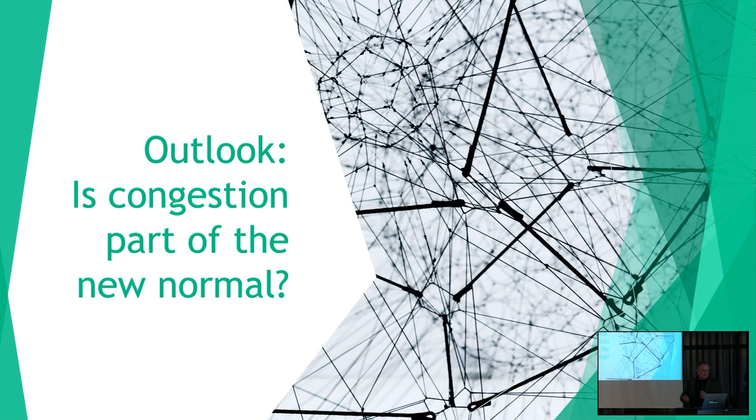Then, as an outlook, is congestion going to be part of the new normal? Most probably, it is, because saying, I have congestion, I need to solve that. The other side of the coin is, I have a network that is only used to its full utility in a small amount of time. So there's a lot of network capacity that I'm not using for a large part of the year. If you start optimizing that, that's quite similar to handling congestions with other means than digging in a new cable.